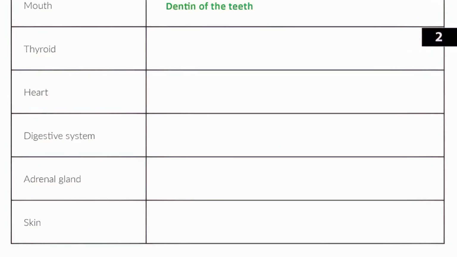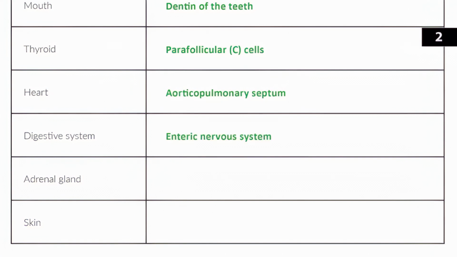In the thyroid, neural crest cells give rise to the parafollicular cells. In the heart, you have the aorticopulmonary septum. In the digestive system, you have the enteric nervous system. In the adrenal gland, the chromaffin cells of the medulla come from the neural crest. And in the skin, the neural crest gives rise to melanocytes. Make sure you know these.